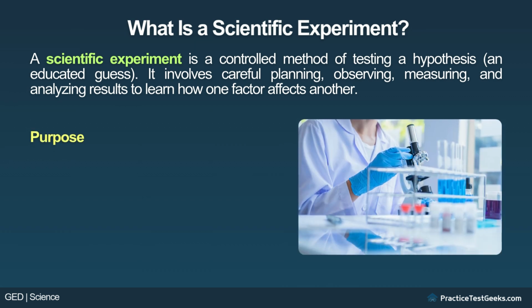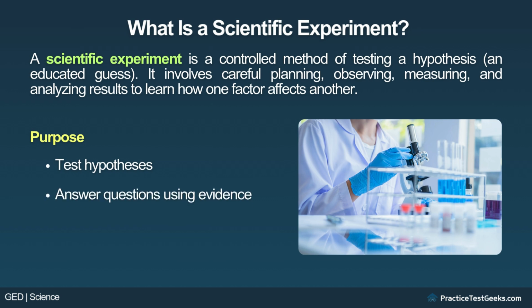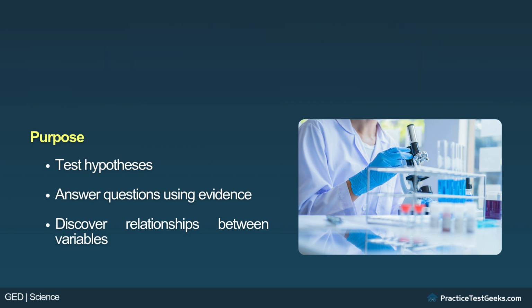The main purposes are to test hypotheses, to answer questions using observable evidence, and to discover relationships between different variables. By keeping experiments controlled and focused, scientists can draw reliable conclusions based on evidence rather than assumptions.